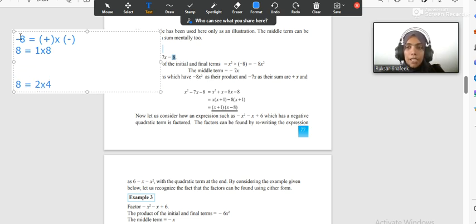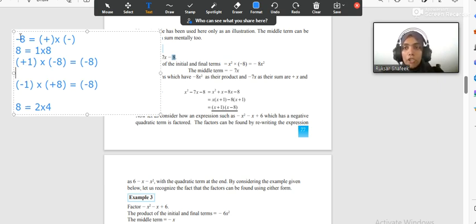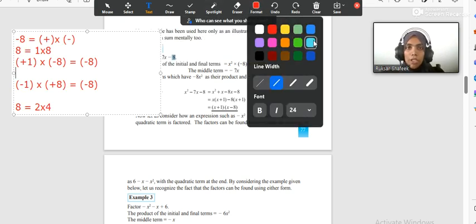Now the problem that comes in is you can either have plus 1 times minus 8, or you can have minus 1 times plus 8. It can be either way, because both of these would give me the answer of negative 8. Both of them give me the answer negative 8. But now when I find the sum of them, I need to get a negative 7. So I'll just change the color there.